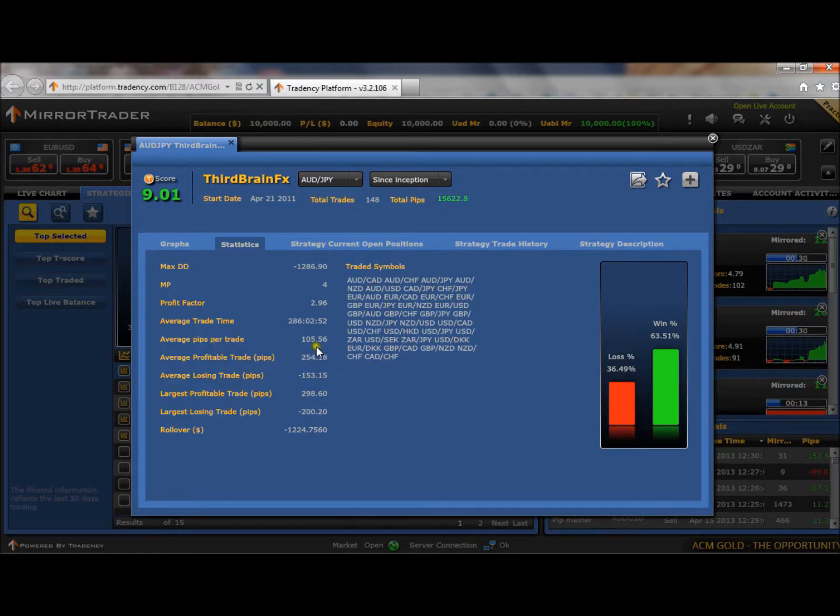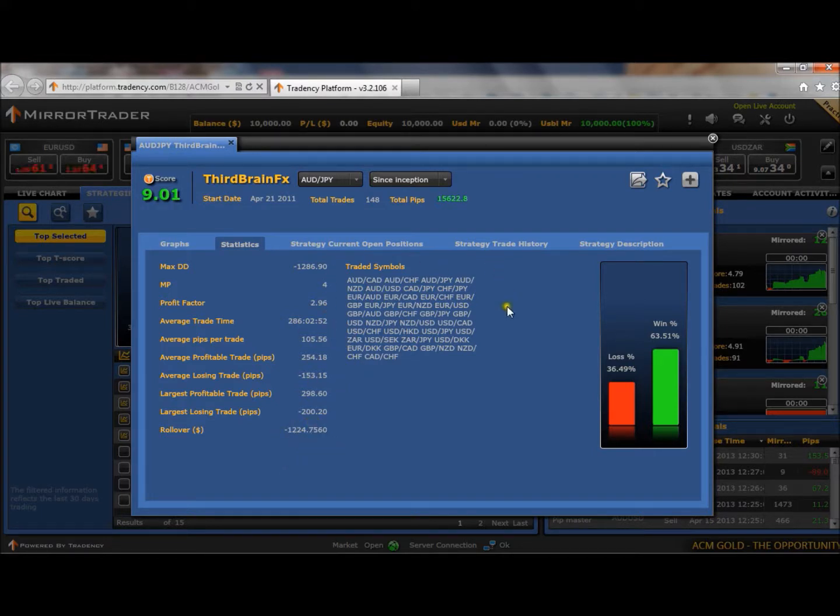Average pips per trade, that's 105. That's the average on all his trades. Average profitable trade, 250 pips. Average losing trade, 153 pips. So this would usually be his targets. You'll see his targets would be around about 250 pips, and his stop loss would be around about 150 pips. Largest profitable trade is 298 pips. Largest losing trade is 200 pips. And rollover, that's just the interest that gets paid when you hold a position overnight. With the longer term traders, this will be more than with shorter term traders.